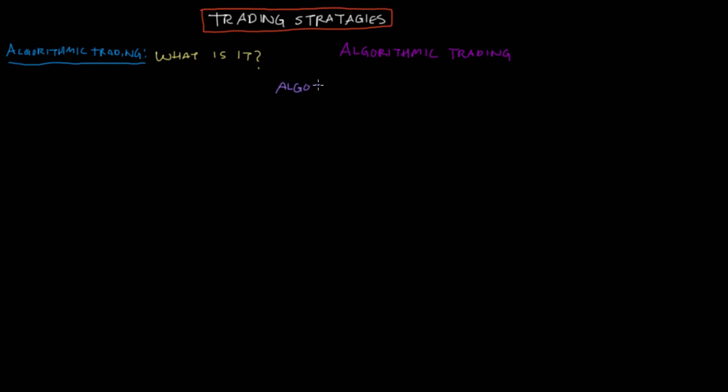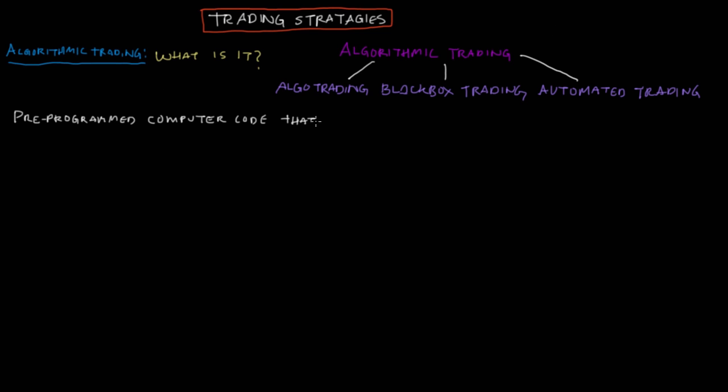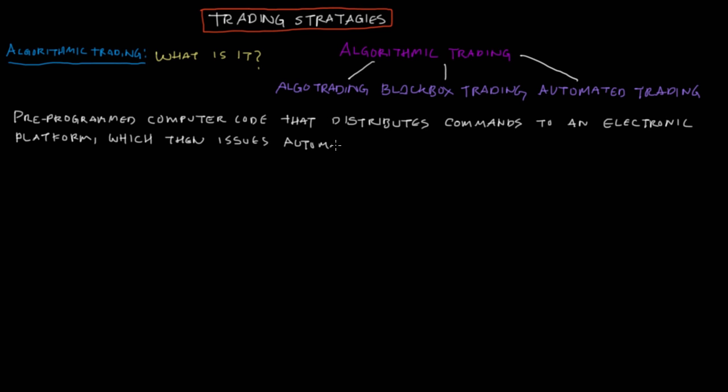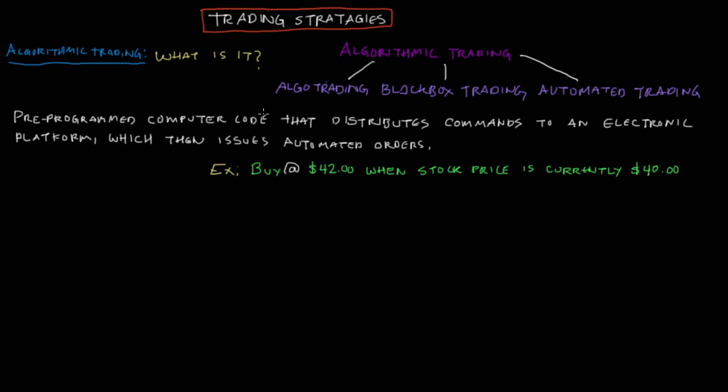Automated trading, algo trading, and black box trading are all synonymous expressions which describe pre-programmed computer code that distributes commands to an electronic platform which then issues automated orders. A simple example could easily be illustrated if I wanted the computer to automatically buy a stock that's currently trading at, say, $40 per share, and then sell when it hits the price of $42 per share. I could be in the shower, I could be sleeping, or I could be on vacation, and the computer doesn't know, nor does it care. It simply obeys my instructions because that's what I programmed it to do.